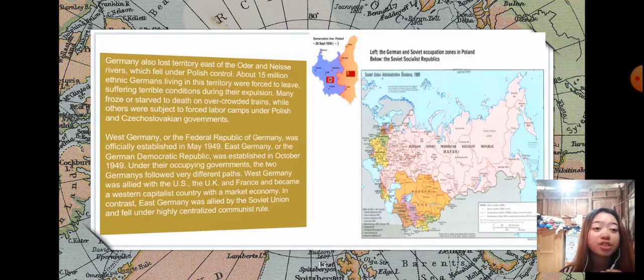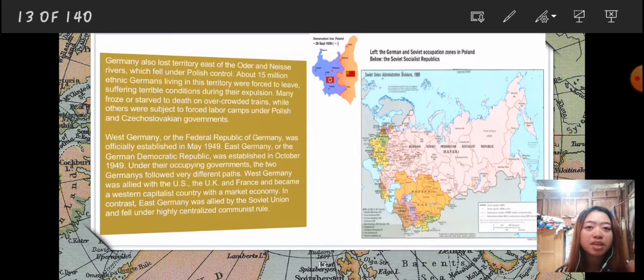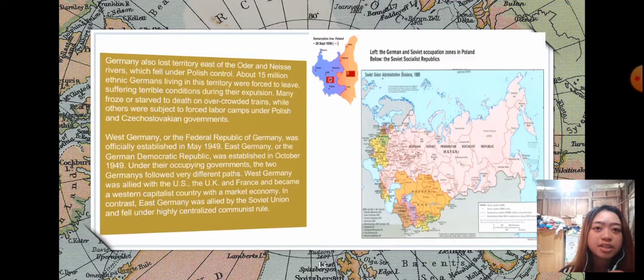Germany also lost territory in the east of the Oder and Meuse rivers, which fell under Polish control. About 15 million ethnic Germans living in this territory were forced to leave, suffering terrible conditions during their expulsion. Many froze or starved to death on overcrowded trains, while others were subject to forced labor camps under the Polish and Czechoslovakian governments.